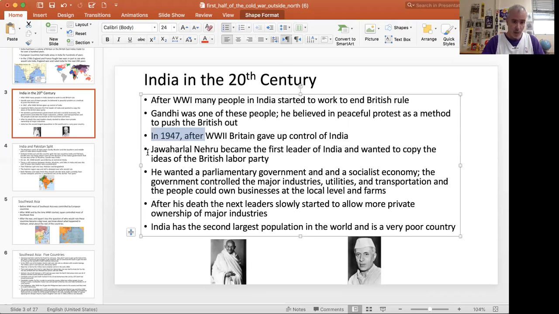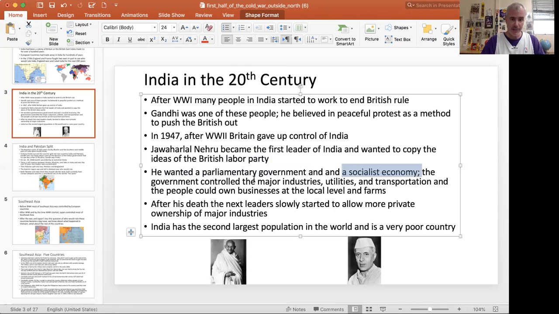So a guy named Jawaharlal Nehru, excuse my mispronunciations, became the first leader of India. Gandhi was older. Gandhi really was his time period where he was the main guy was in the time between the wars. And he worked with Nehru, so they knew each other. And Nehru wanted to copy the British Labour Party's ideas, okay? And the British Labour Party is arguably a socialist government, like middle of the road socialism. He wanted a parliamentary government with elections, and he wanted a socialist economy.